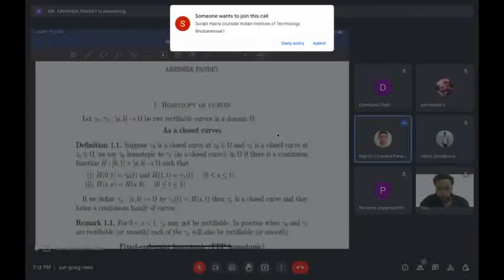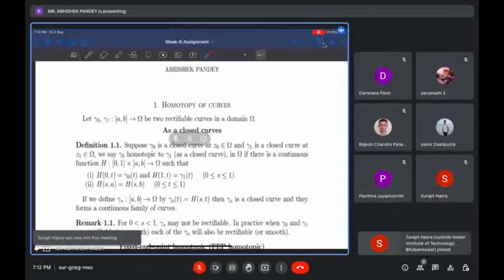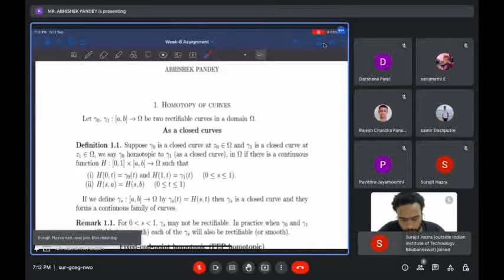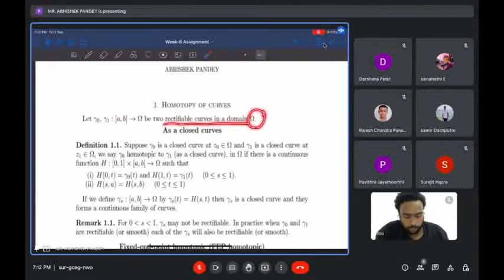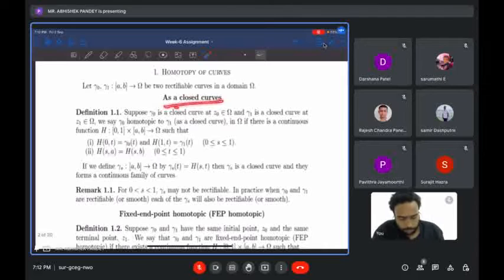Yes sir, visible. Okay. So let gamma naught and gamma 1 be two rectifiable curves in a domain omega. So we will define the homotopy of the curves. Basically, roughly speaking, homotopy means you can continuously deform one curve into another curve, as closed curves. So suppose gamma naught is a closed curve at z naught. So basically you have a point z naught, and gamma 1 is a closed curve at z1.